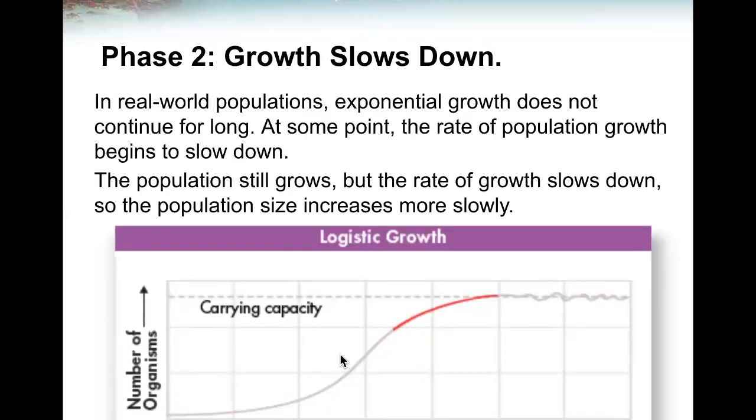In real-world situations, exponential growth does not continue for long. At some point, the rate of population growth begins to slow down. The population still grows, but the rate of growth slows down. So the population size increases more slowly.